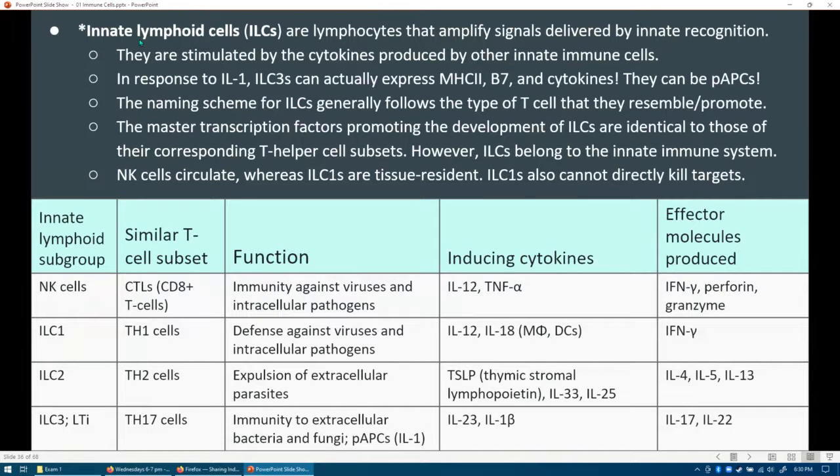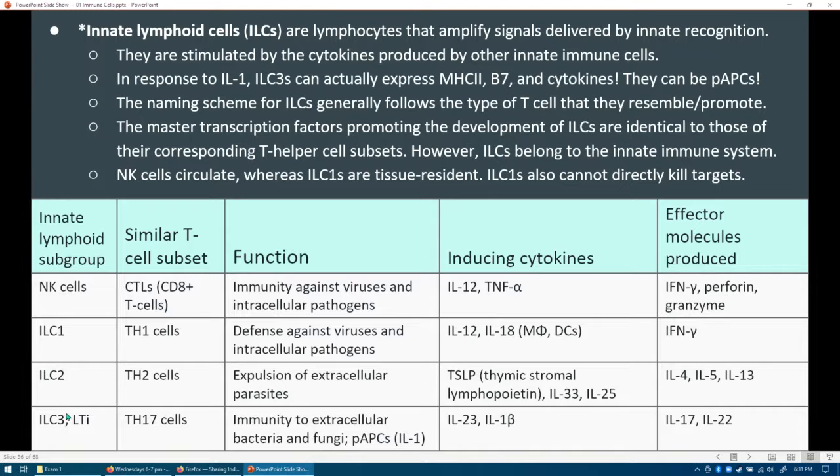So for most of the ILCs, the cells are stimulated by the cytokines being made by other innate cells during the response. So they're going to be responding to things like IL-12, IL-23, all of this stuff that's being made by innate immune cells, okay? And in response to those cytokines, they're going to make more cytokines of their own. And the cytokines that they make can have a really profound impact on the nature of the immune response and the polarization of the immune response.